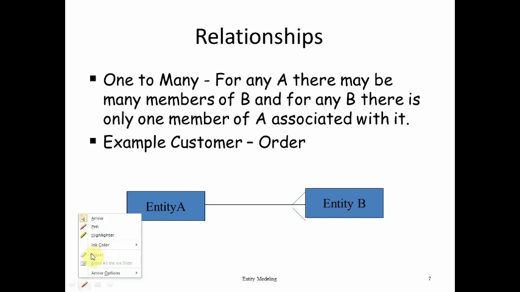Let me see if I can get the pen to draw it properly. Here we have a profit here. This we refer to as a profit. So this is one to many. Entity A can participate many times. So that is a one-to-many relationship. That's how we'll be able to show it in an entity modeling diagram.